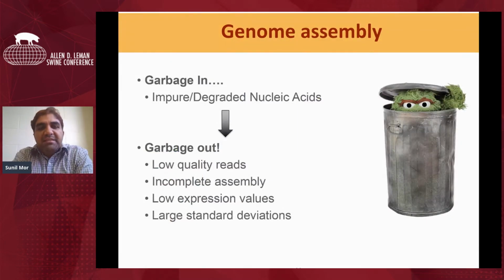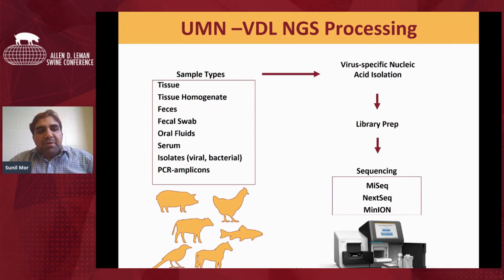The common term in NGS is garbage in, garbage out. If we do not have a good quality sample, or good quality and concentration of nucleic acid, then even after having millions or billions of reads, we may not be able to get good quality information out of it. So in our diagnostic lab, we have optimized protocols to work with all different types of samples and species. We have the MiSeq and MinION in-house, and then we use the NextSeq or the NovaSeq from our genomic center.